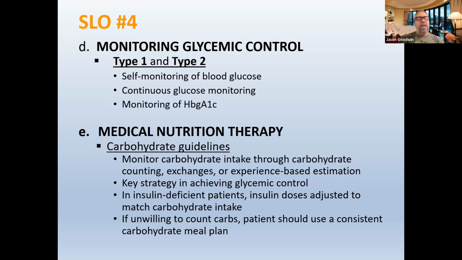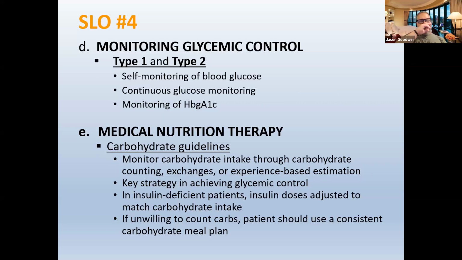And then we can monitor hemoglobin A1C to see what the 6 to 12 week picture looks like. All right, so we are going to monitor carbs, and they do that through carb counting or exchanges. So they use different methods to do that. And it's really the key strategy is watching your carbs. Okay, and insulin also plays into that, depending on what your genetic scenario is, whether you're type 1 or type 2.